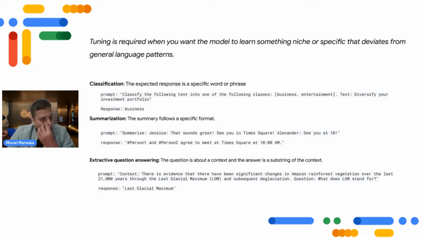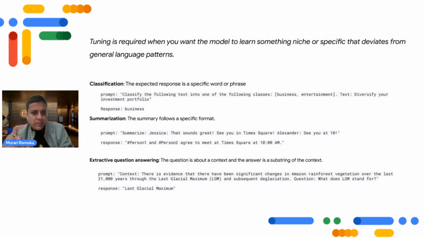Let me quickly go ahead. So these are, I would say, very specific examples of the general language pattern. Consider if you are expecting a response for a specific word or phrase, how you can tune a classification model. So what you basically do is a prompt.